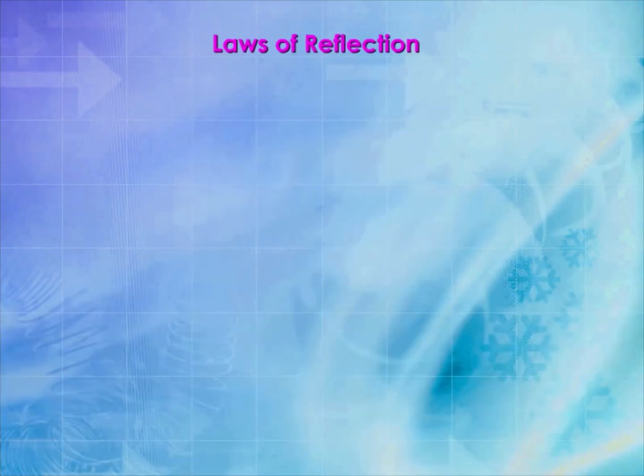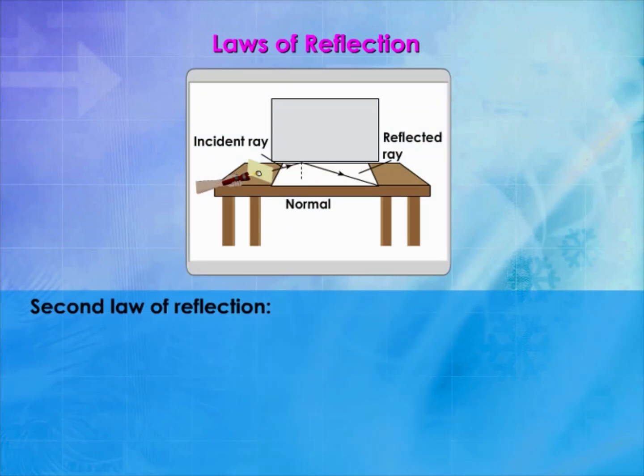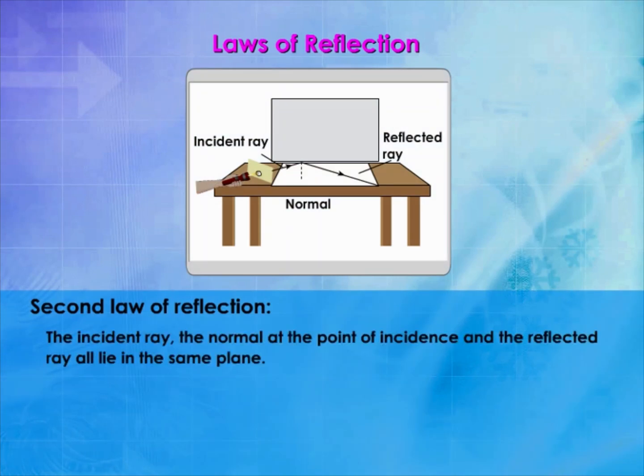Laws of reflection. When the whole sheet of paper is spread on the table, it represents one plane. The incident ray, the normal at the point of incidence, and the reflected ray are all in this plane. When you bend the paper, you create a plane different from the plane in which the incident ray and the normal lie. Then you do not see the reflected ray. It indicates that the incident ray, the normal at the point of incidence, and the reflected ray all lie in the same plane. This is another law of reflection.